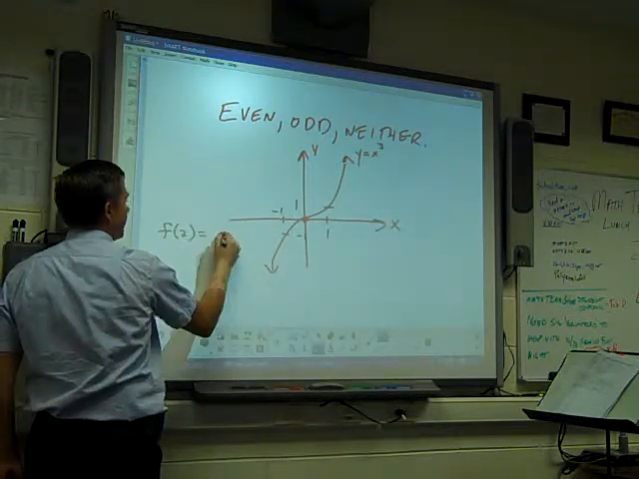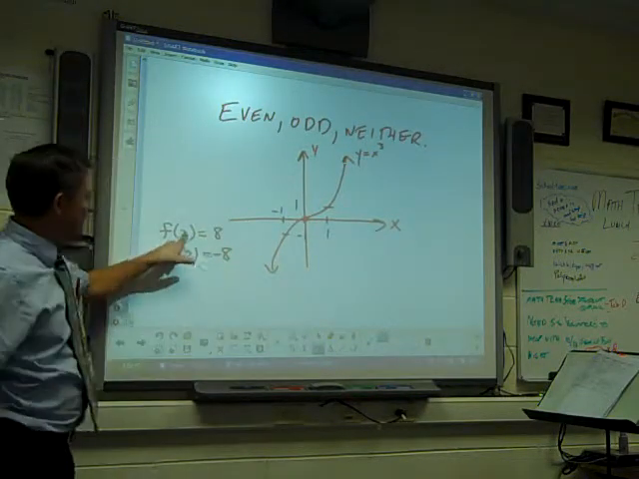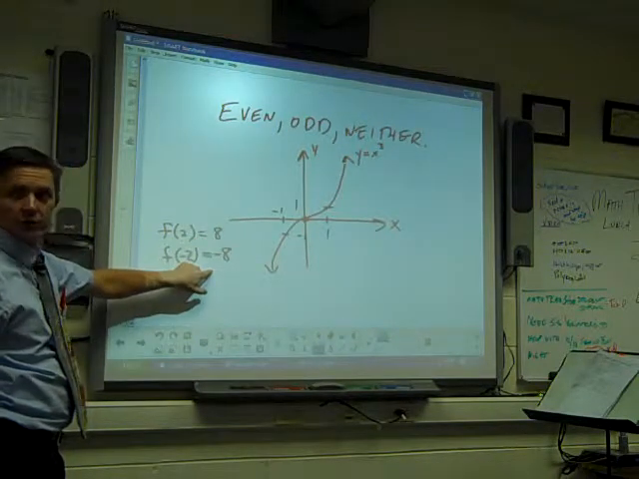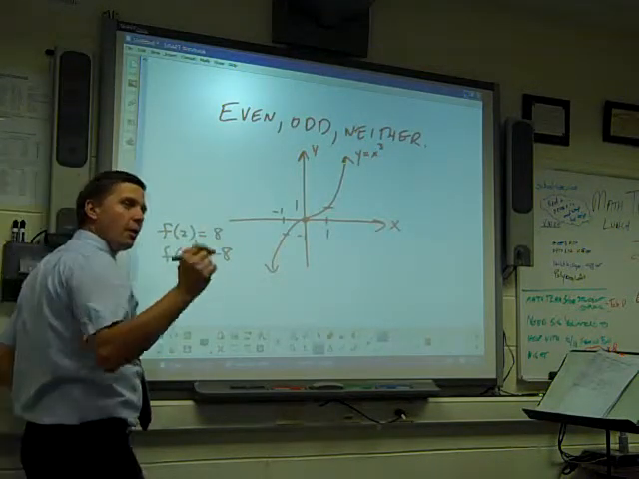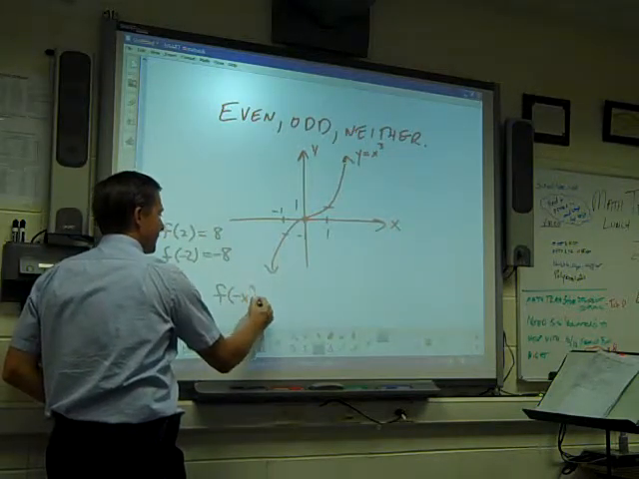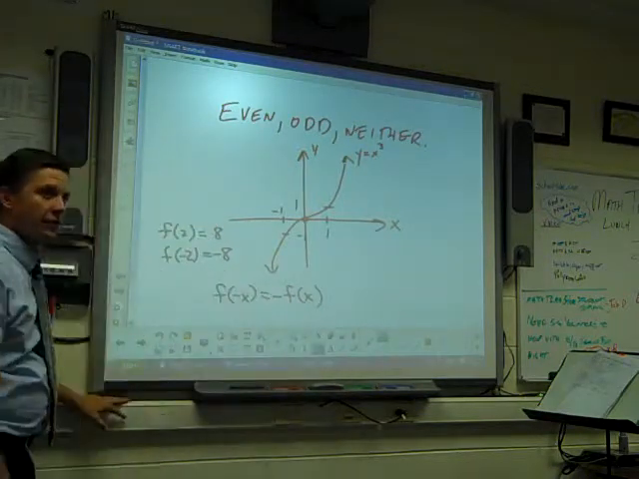I get negative 8. So here's the key. We notice that when we change the sign of the x value, what happens to the y value? It changes sign. So how do I write that in terms of function notation? I write f of negative x is equivalent to negative f of x.